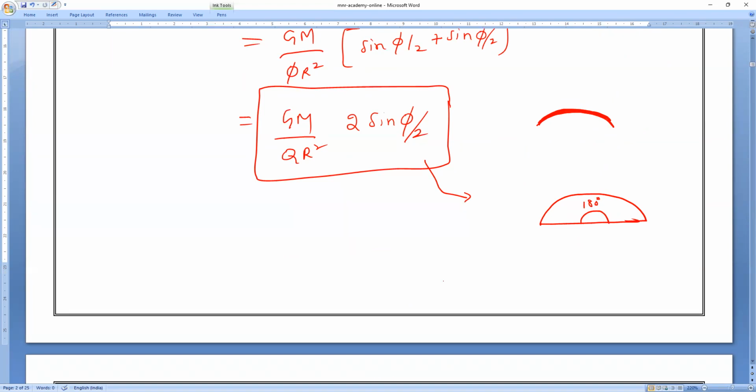That is very important. If I take 180 degrees, how many radians is that? 180 degrees means pi. So phi is equal to pi. Will you all agree with me? So then replace it.